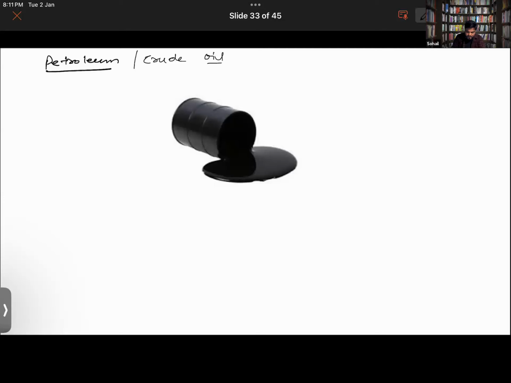So we would define petroleum as a black yellowish liquid that is a mixture of many components, and those components will basically be hydrocarbons. Remember moments ago I told you about hydrocarbons. So Ahmed, what are hydrocarbons?